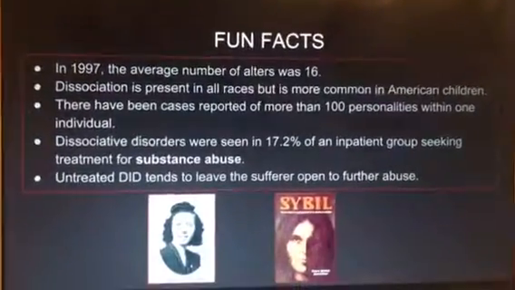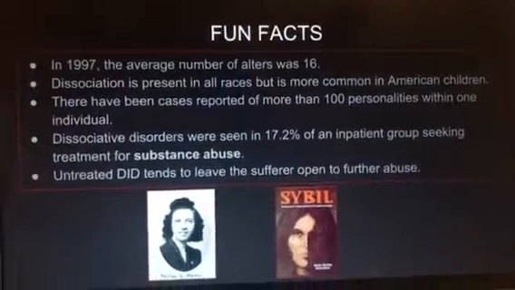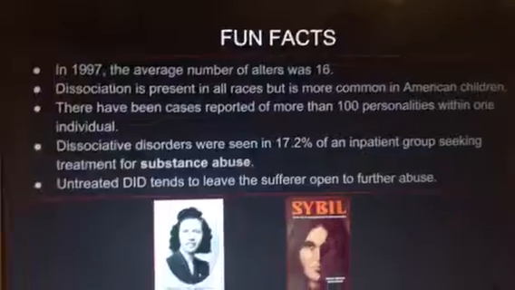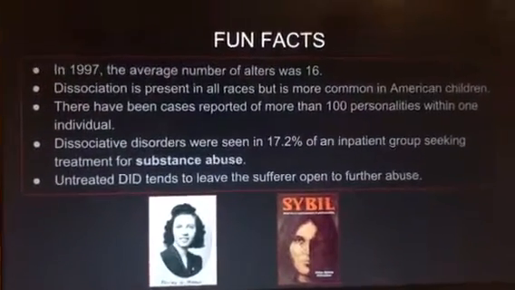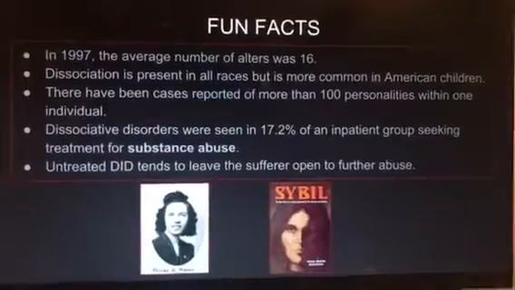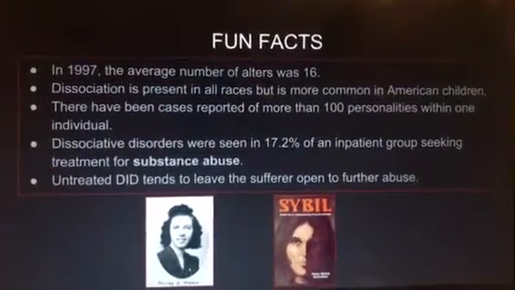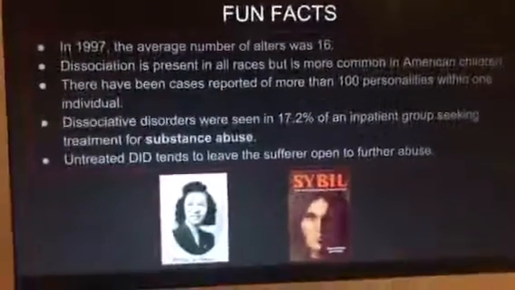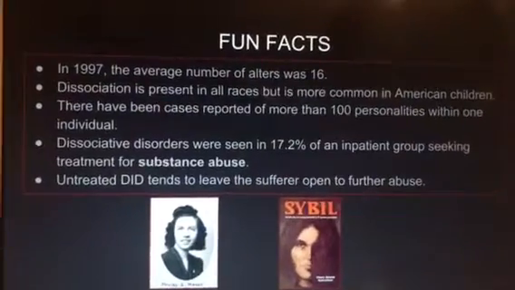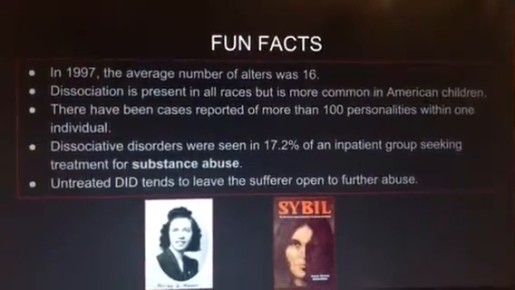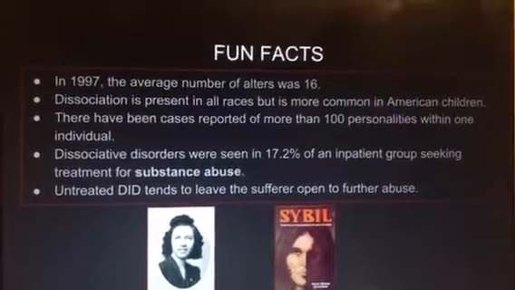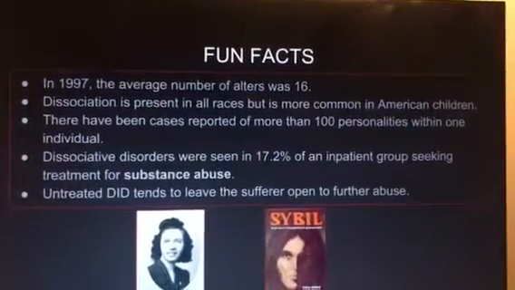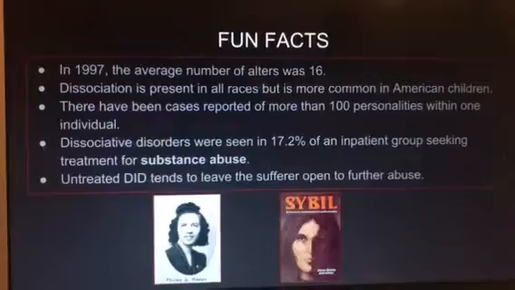So some fun facts I've gathered through all of the pages that were at the bottoms of the slides. In 1997, the average number of alters was 16. And dissociation is present in all races, but is more common in American children. There have been cases reported of more than 100 personalities within one individual, so more than 100 alters in one person. Dissociative disorders were seen in 17.2% of an inpatient group seeking treatment for substance abuse. An untreated dissociative identity disorder tends to leave the sufferer open to further abuse.